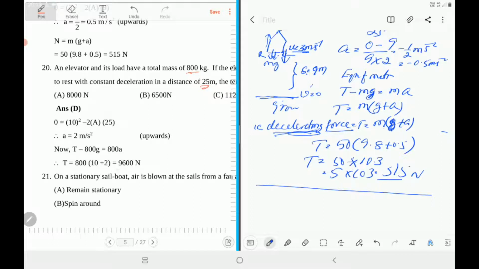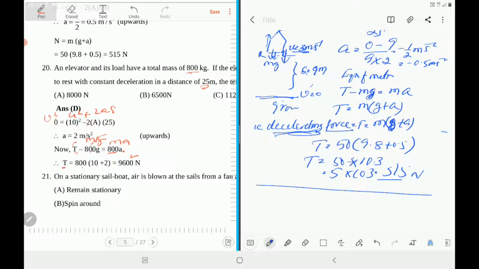Repeat problem. See, tension T minus 800 g equal to 800 a, same. The acceleration acts upward, same relation we are using. V squared equal to U squared plus 2as. Here it is a deceleration, that's why you are writing minus 2. So it's acting upwards. You write the equation of motion, upward force minus downward force, that is net force, equal to mass times acceleration. This is mg, right? This is upward force. So we have solved for T, that is 800 into 10 plus 2, 9600.